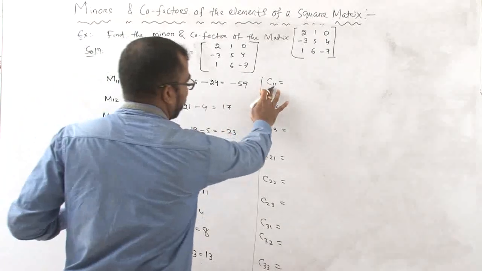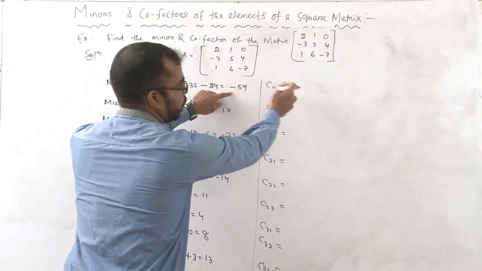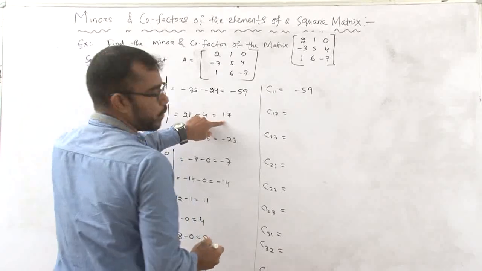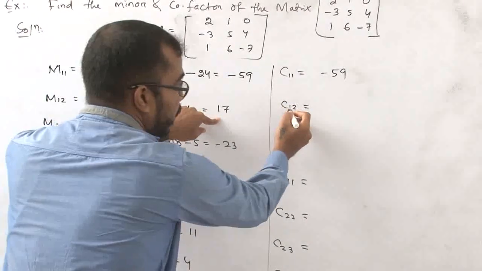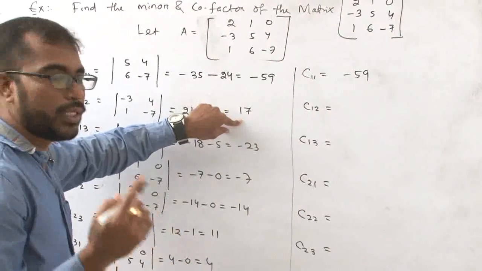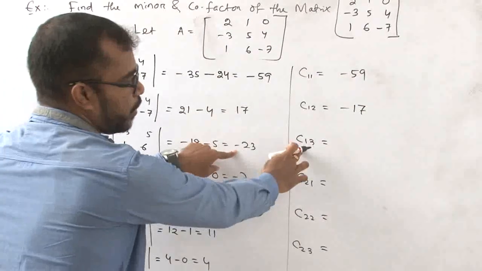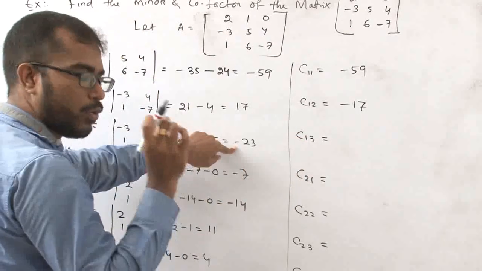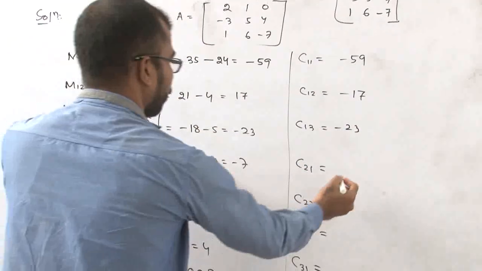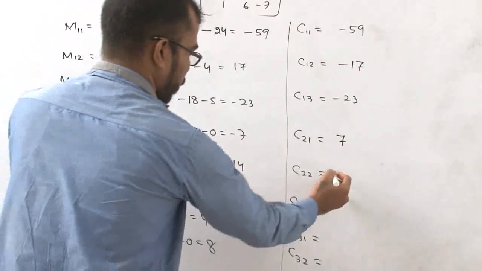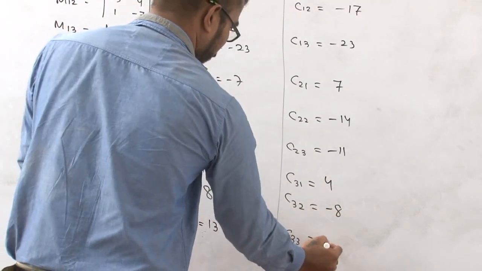So if we add 1 and 1, we get 2, so it is an even number, and the minor is minus 59, so the value is also minus 59. For C12, if we add 1 and 2, then we get 3. 3 is an odd number, so we change the sign of the minor, so minus 17. Similarly, for C13, if we add them, we get 4, and 4 is an even number. Even number means the same value, minus 23. Similarly, we can write: sign change, same value, sign change, same value, sign change, and the last value is the same.